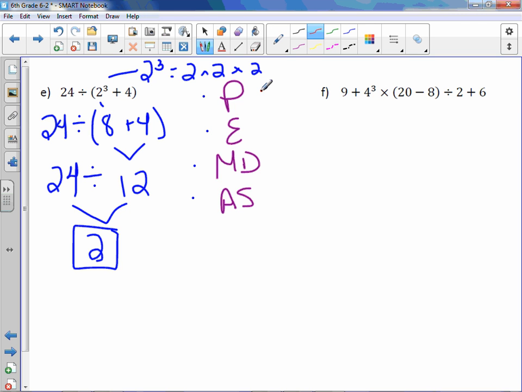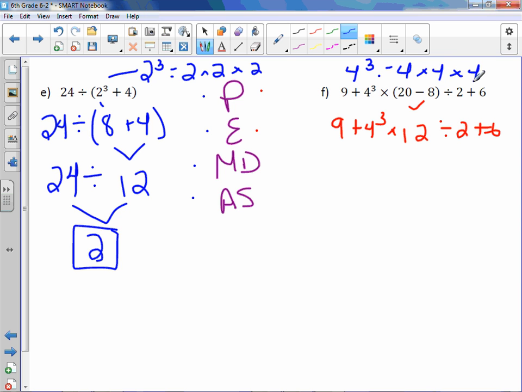Letter F. Let's take care of our parentheses first. 20 minus 8 is 12. Bring down everything else. I then have an exponent to take care of. 4 cubed. 4 cubed is 4 times 4 times 4, which is 4 times 4 is 16, times 4 is 64. So 9 plus 64 times 12, divide by 2, plus 6.